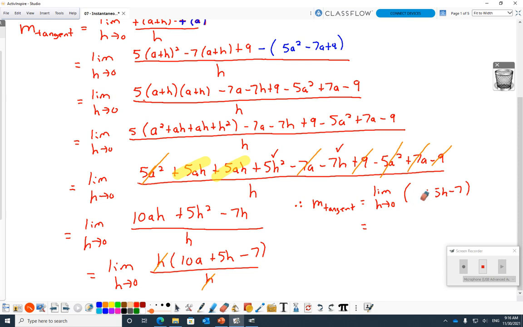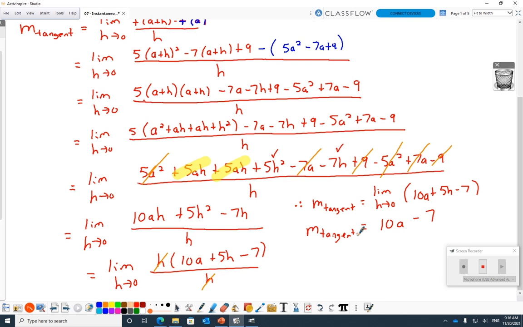Got so distracted with my limit lecture I forgot to write the a. There. 10a plus 5h minus 7. And when I sub in h equals 0, I get 10a minus 7. And yesterday, when you got down to that line, if you didn't do it with a's, you would have got the answer m tangent equals 4 or 11, negative 2, 1/2, whatever it is. I didn't do that here because I'm trying to convince you that doing it with a's is a little more difficult, but infinitely more powerful.